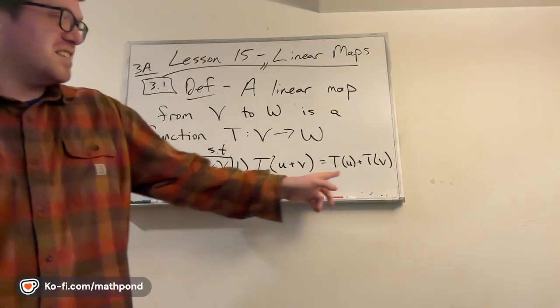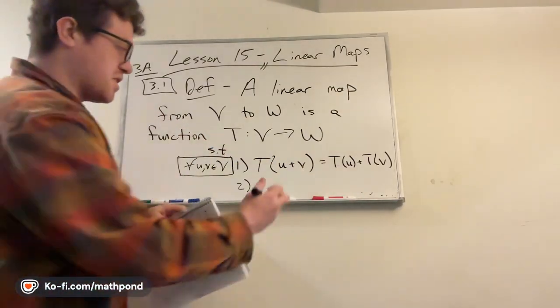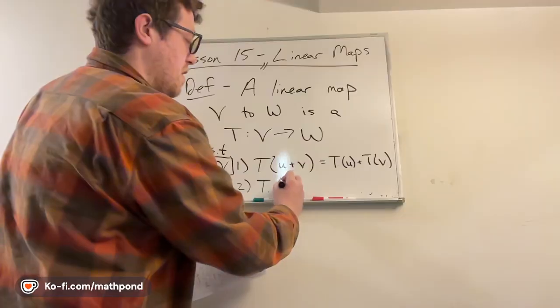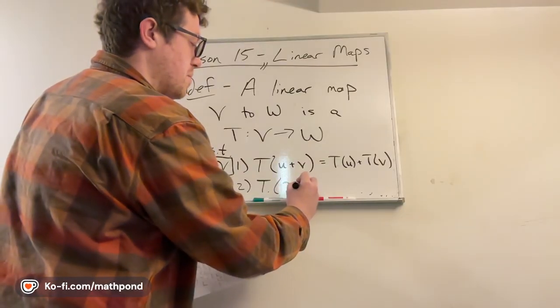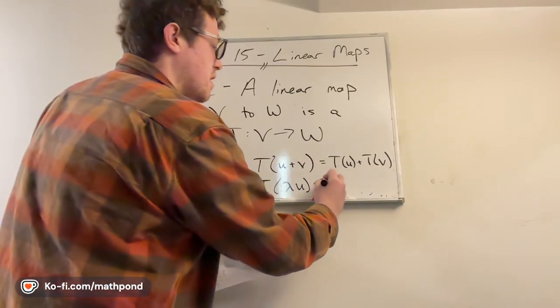So yeah, addition is preserved under T, and then also scalar multiplication. So T of lambda V, or lambda U, is lambda T of U.